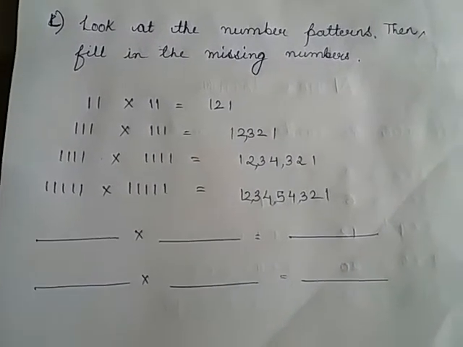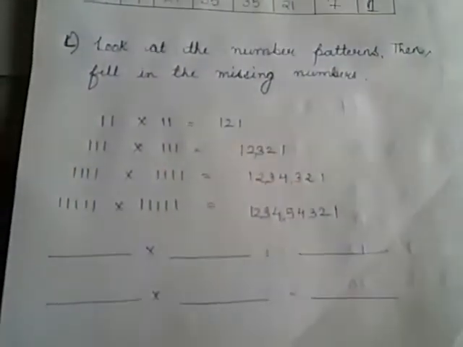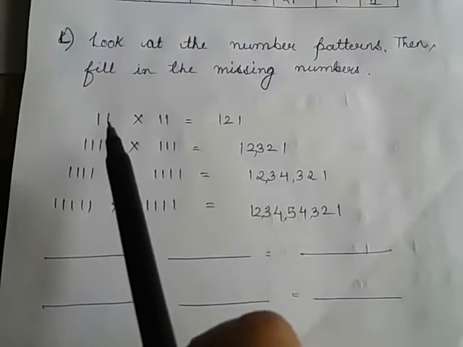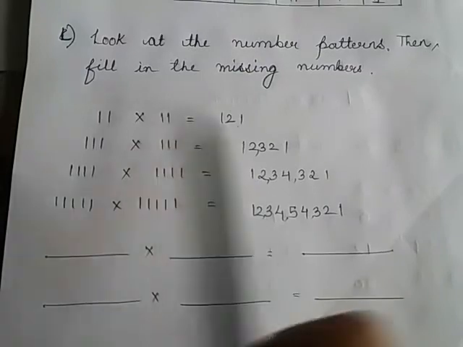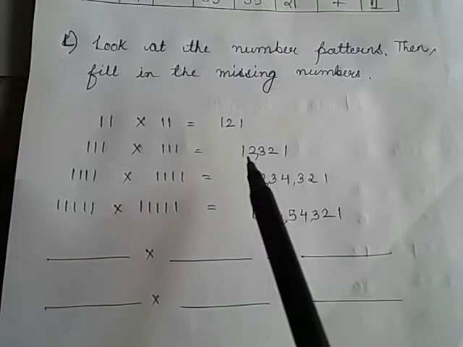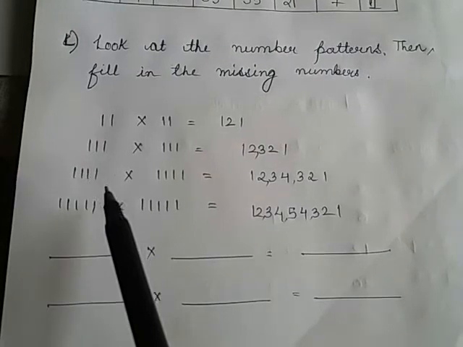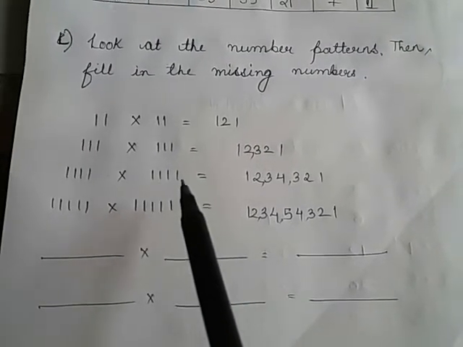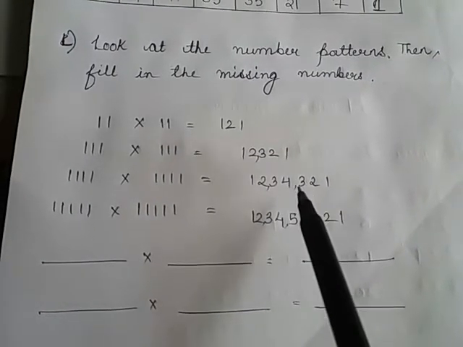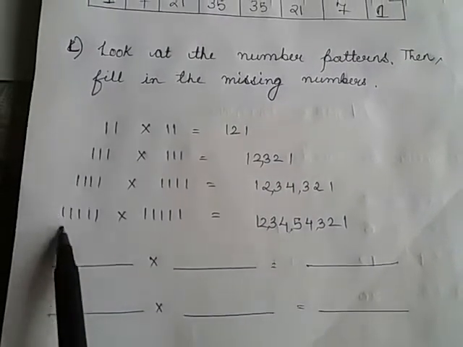So here is one more question. Here what we have to do is look at the number patterns, then fill in the missing numbers. Here what they have done is 11 multiplied by 11 is 121. 111 multiplied by 111 is 12,321. 1,111 multiplied by 1,111 is 1,234,321.